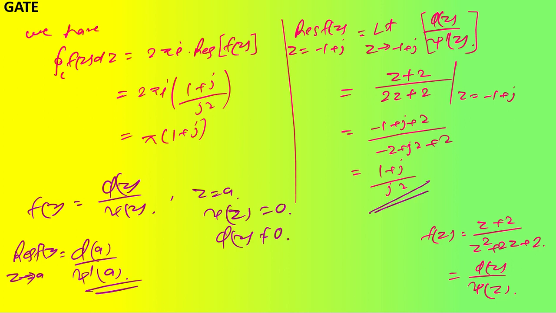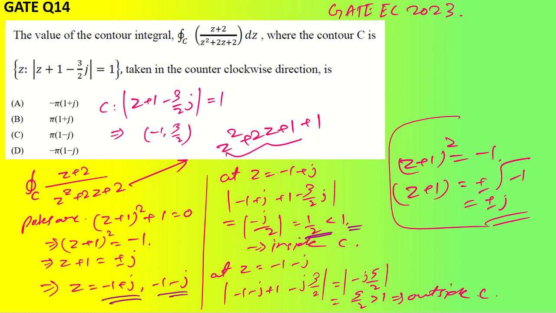All right. So what would be the value now? 2 pi i into residue of f of z, that will be 2 pi i into (1 plus j) by 2j. So the 2j got cancelled. Here i is nothing but j, so you can consider that. So j got cancelled, 2 got cancelled, so pi times (1 plus j) is the answer. If you see, the solution would be pi into (1 plus j), that is option number B. Hope you have understood everything. Thank you.